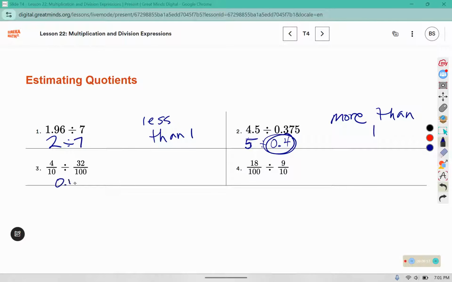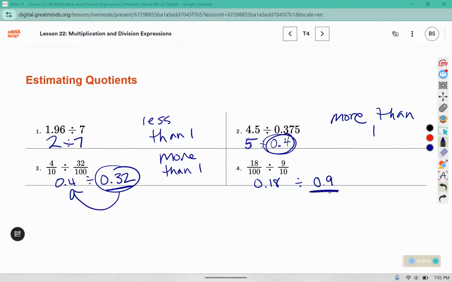Here I have 4/10 and 32 hundredths. Is it going to take more than 1 or fewer than 1 32 hundredths to make 0.4? This is actually going to take more than 1 of these to make this amount. 18 hundredths and 9/10. Is it going to take multiple 9/10 to make 18 hundredths? Well, no, 9/10 is already bigger, so this is less than 1.